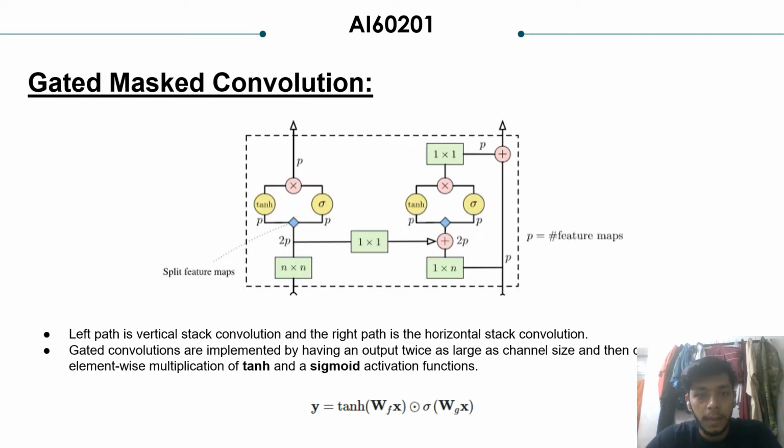We used gated masked convolution in place of simple masked convolution. Gated masked convolution uses gated activation units to model more complex interaction between features. Left path is a vertical stack convolution and right path is horizontal stack convolution. Gated convolutions are implemented by having an output twice as large as channel size and then combining them by the element-wise multiplication of tanh and sigmoid activation functions. Now Shaunak will present about the model details and the result.